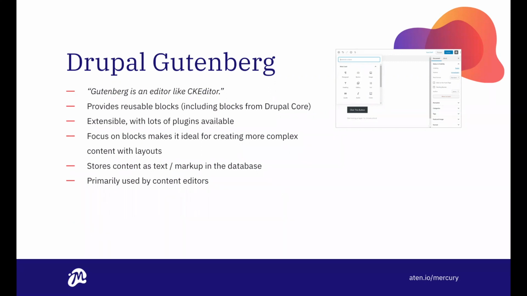But again, Gutenberg stores content ultimately as text or markup in the database. And if you're pulling in any content from elsewhere in your system, you end up with references to those entities or those structures from within markup, within text in the database, which again would require a transformation step, both for rendering, but also for migrating in or out of the system. Once again, Gutenberg, we think of this primarily as a tool for content editors, for people who are actually creating content for the site.